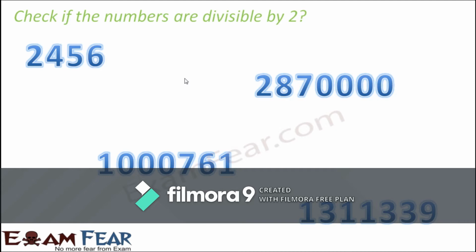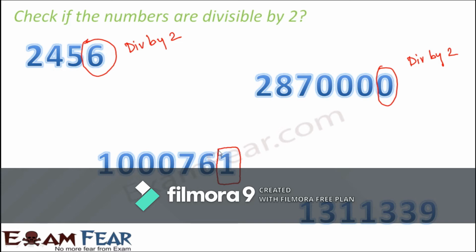So let us quickly look at these numbers on the screen and find out if these are divisible by 2 or not. Let us look at the first number, that is 2, 4, 5, 6. We have 6 at the units place, therefore it is divisible by 2. You have 2, 8, 7, 0, 0, 0, 0. Again you have 0 at the units place, so this is also divisible by 2. For 1, 0, 0, 0, 7, 6, 1, we have 1 at the units place, so it is not divisible by 2. For 1, 3, 1, 1, 3, 3, 9, we have 9 at the units place, therefore this is also not divisible by 2.